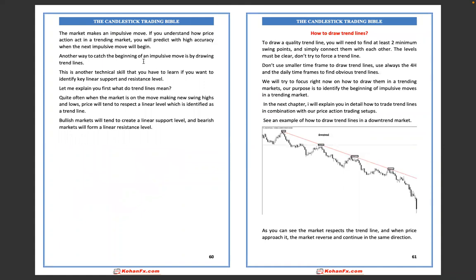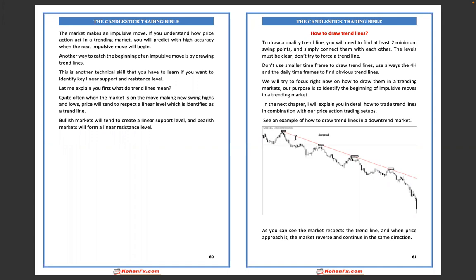Okay, then the next thing that we moved to is a trend line. It was showing us how to draw a trend line. Let's read something from here. To draw a quality trend line, you will need to find at least two minimum swing points. The swing points are either higher highs or lower lows, and also the higher lows and the lower highs form swing points. So you identify at least two of them and then simply connect them with each other.